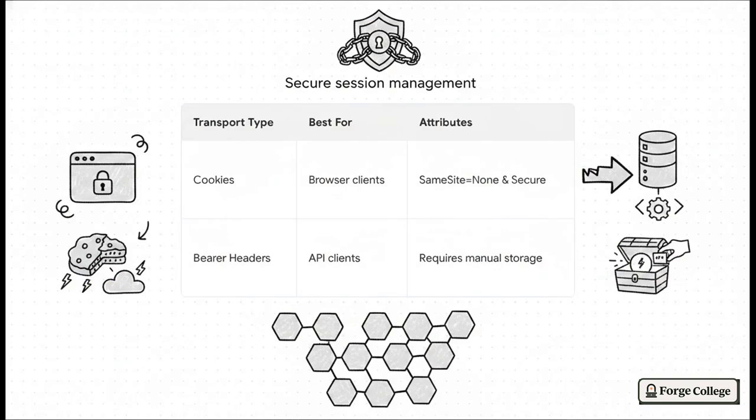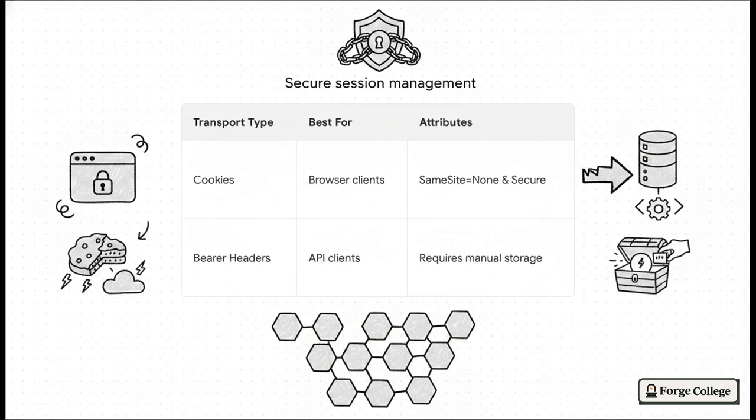Now, how do we actually pass that bouncer's list between the client and the server? Well, we basically have two main transport tools. First, we can use secure HTTP-only cookies. These are fantastic for browser-based hybrid clients. You just have to remember to set your attributes to SameSite equals None and Secure. Otherwise, they'll just silently fail across different origins and drive you crazy.